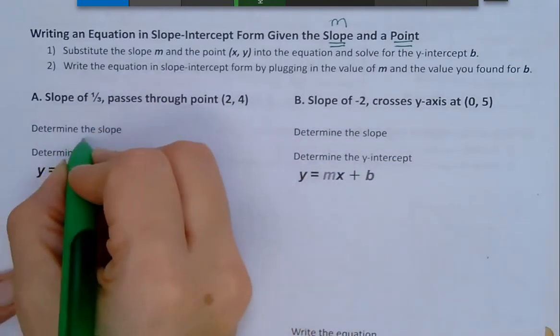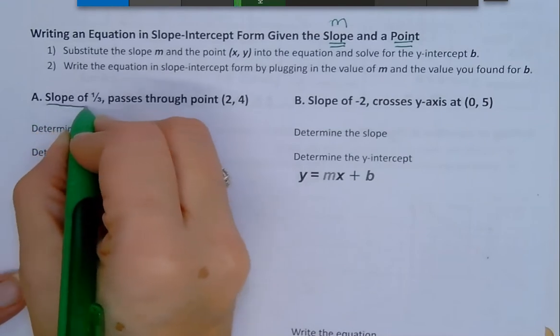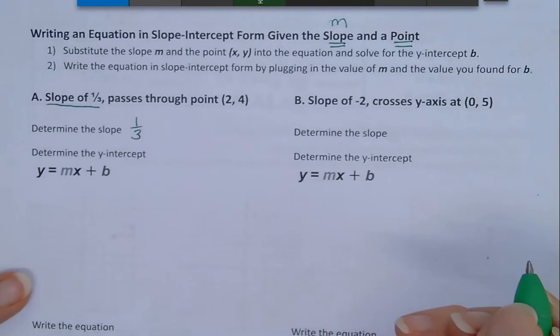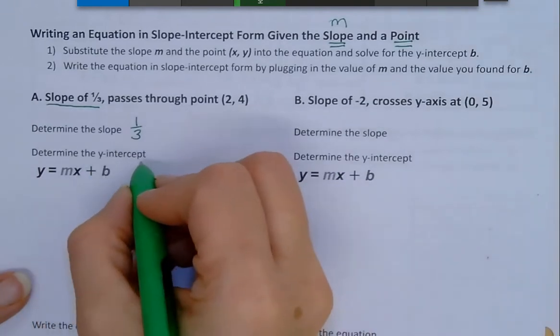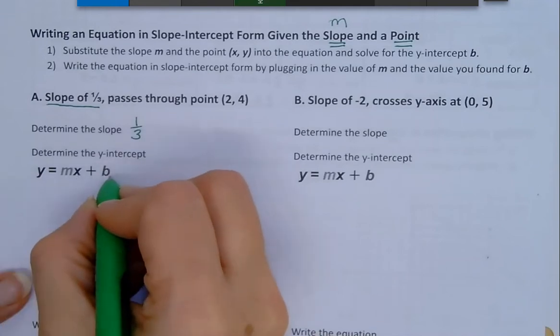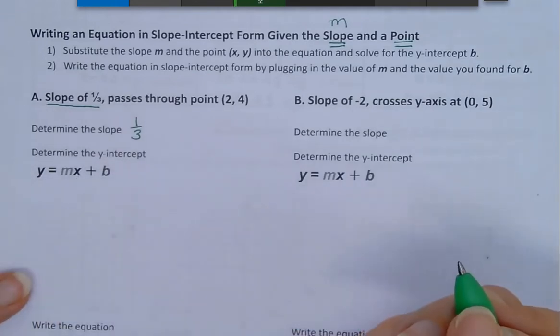Okay, I know to determine the slope, I just look at the problem. It says the slope is 1/3. I didn't have to do anything, it was given to me. So I'm going to have to determine the y-intercept. Remember, that's b. I need y, m, x, b. I need some combination of 3 of those to solve for the 4th one, right?